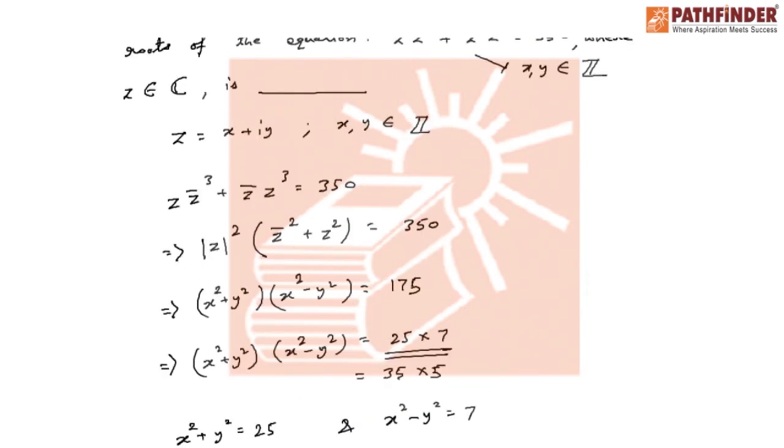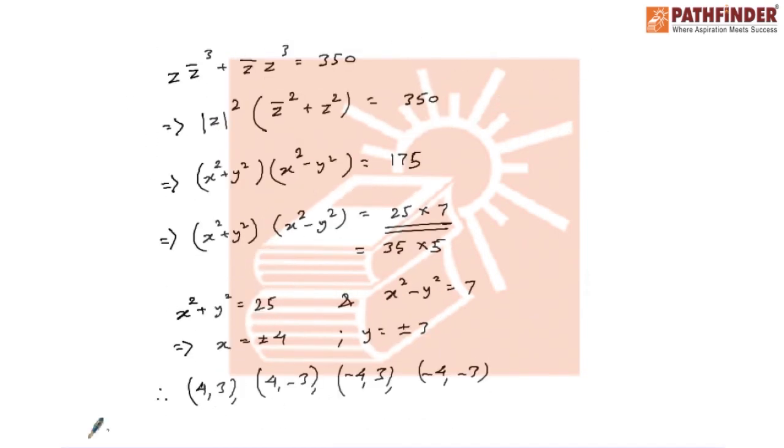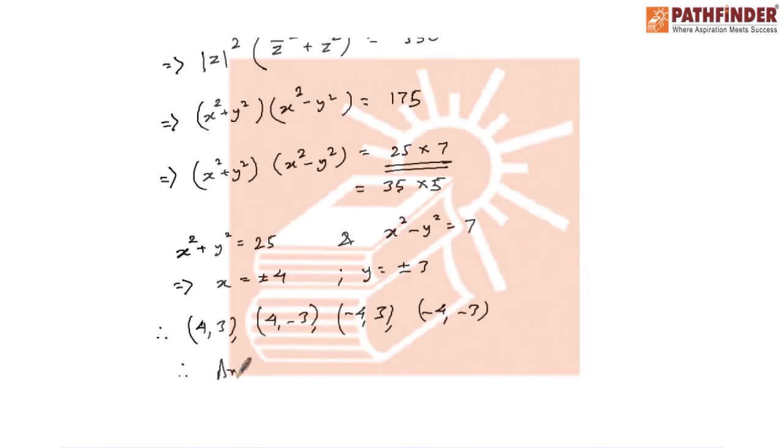But the question was to find the area of this rectangle, and hence quite clearly the area of this rectangle is going to be given by 2 into 4, that is the length, multiplied by 2 into 3, which is the breadth. So 8 into 6, that is 48 square units.